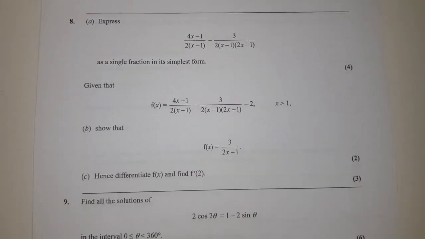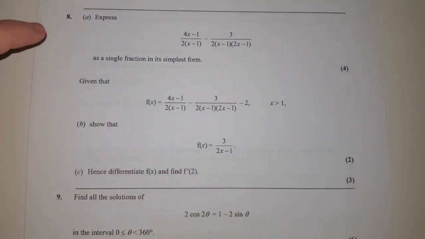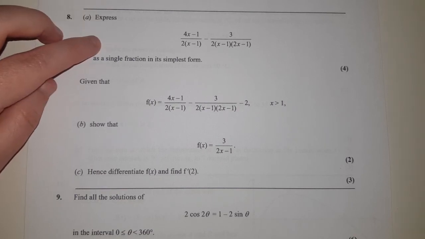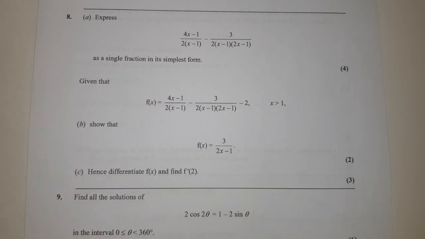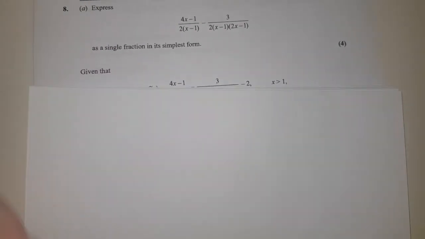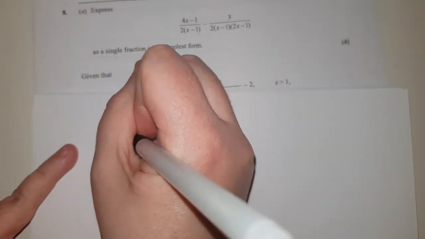Okay, question 8. Question 8 is just a manipulating fractions question. So we're going to write this as a single fraction in its simplest form. Then we're going to put -2 on it and simplify it again. And then we're going to differentiate. So first things first, 4x minus 1.